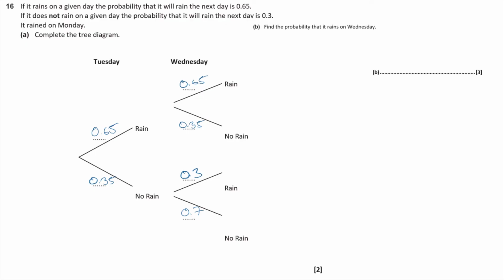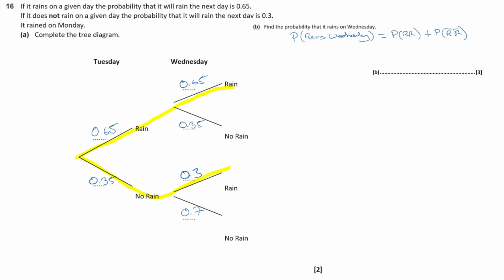Good job. Part B says find the probability that it rains on Wednesday. Well, the probability it rains on Wednesday is this route here, rain on Wednesday, or it's this route here, rain on Wednesday. So the probability that it rains on Wednesday is equal to the top route, probability of rain, plus probability of not rain. It's going to be those two added together.